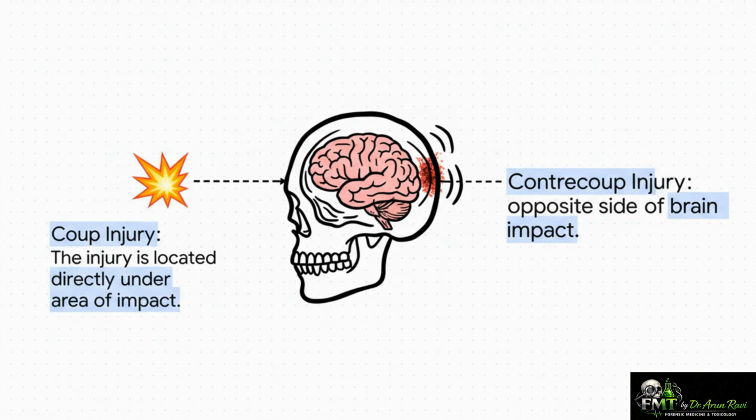This is just fascinating. So when someone gets hit in the head, you get a coup injury, right where the impact happened. Makes sense. But here's the crazy part. The brain can actually slosh around inside the skull and slam into the opposite side. That causes what's called a contre-coup injury. So the damage can actually be on the complete opposite side of the blow.